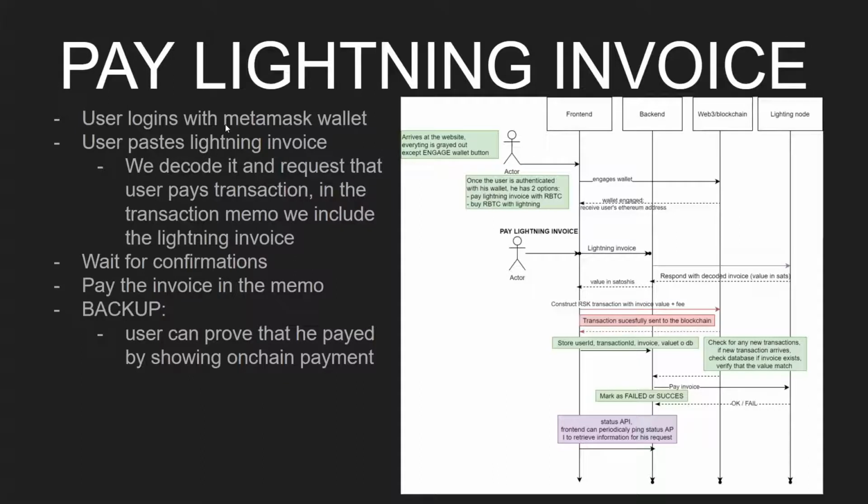Then another way is paying a Lightning invoice. Here, the user also logs in with a MetaMask wallet, then pastes the Lightning invoice. We decode that, and we construct a transaction that the user must pay. Once the transaction is confirmed, we pay the Lightning invoice that the user pasted in the first step. As a backup scenario, the user can prove that he paid by showing an on-chain payment that contains the Lightning invoice that should have been paid by us.